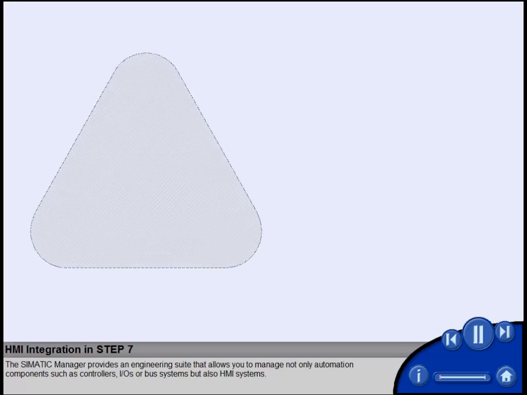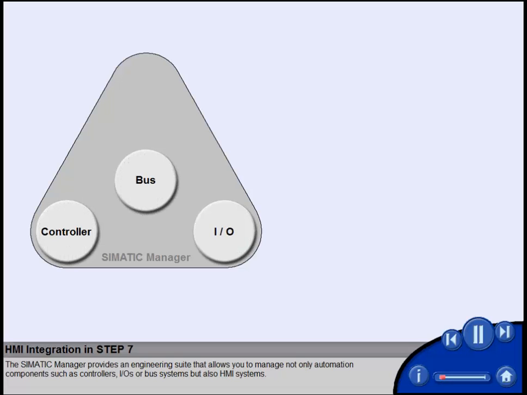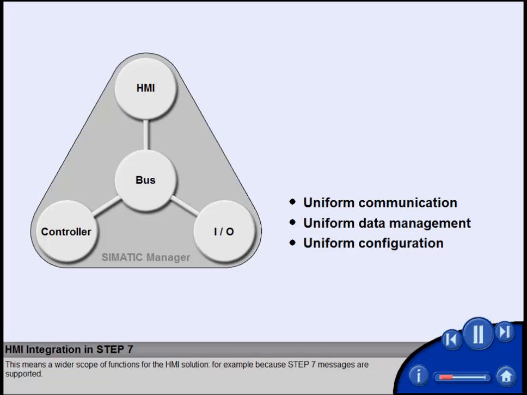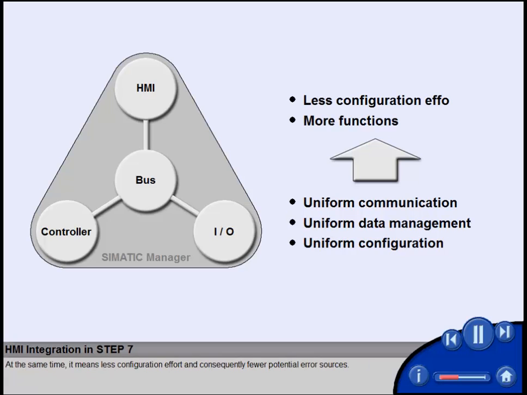The Simatic Manager provides an engineering suite that allows you to manage not only automation components such as controllers, I/Os or bus systems, but also HMI systems. Its integration into the Step 7 project provides a threefold uniformity in terms of configuration, data management and communication. This means a wider scope of functions for the HMI solution, for example, because Step 7 messages are supported. At the same time, it means less configuration effort and consequently fewer potential error sources.